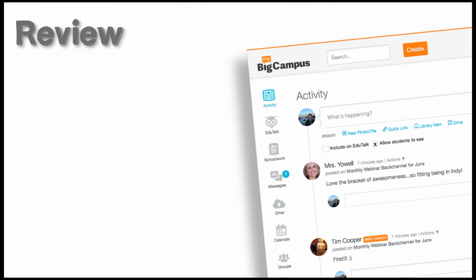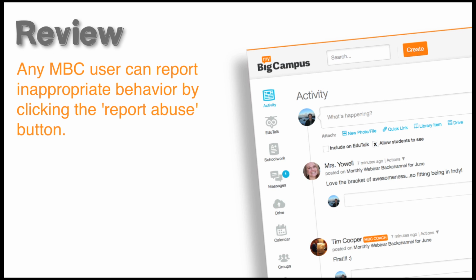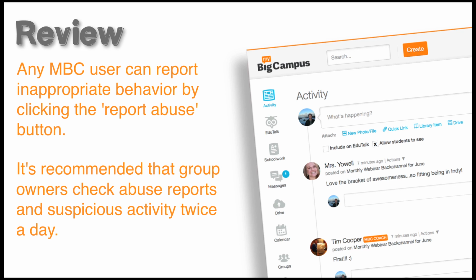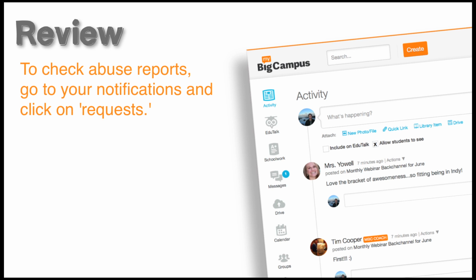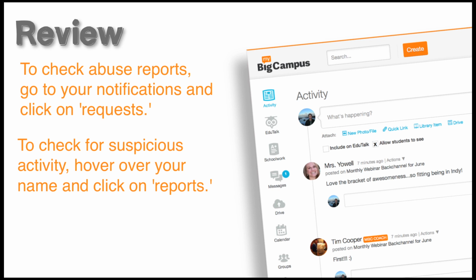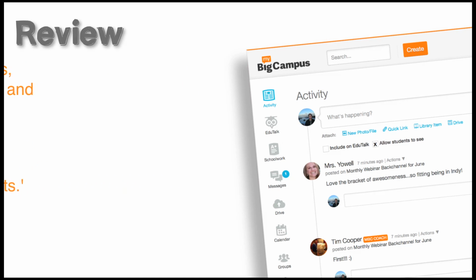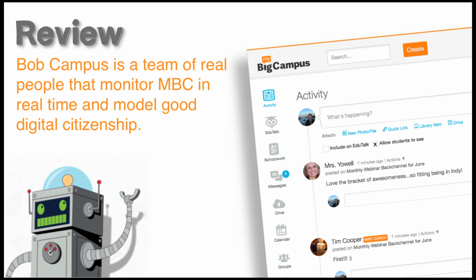So let's review. Any My Big Campus user can report inappropriate behavior by clicking the Report Abuse button. And it's recommended that group owners check abuse reports and suspicious activity twice a day. So once in the morning to see what your students were up to overnight, and then once at the end of the school day to see if anything happened during the day. To check abuse reports, go to your notifications and click on Requests. To check for suspicious activity, hover over your name and click on Reports. And last but definitely not least, Bob Campus is a team of real people that monitor My Big Campus in real time and model good digital citizenship.